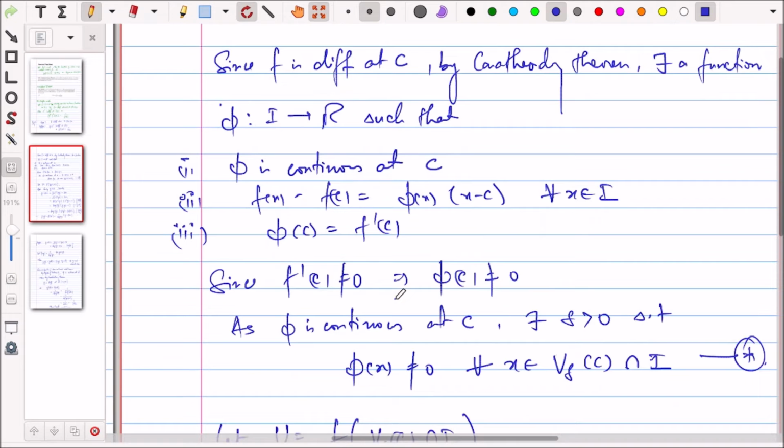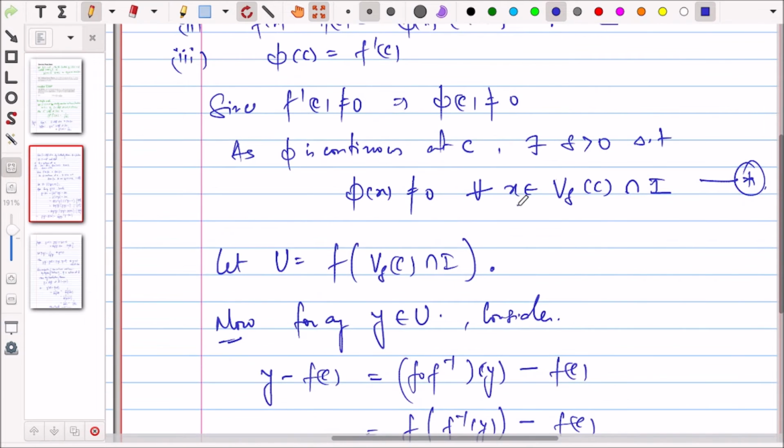Now what we have done is, because phi c is equal to f dash c and f dash c is non-zero, so phi c is non-zero, and phi c being non-zero with continuity, it implies that we are able to find some delta neighborhood of c on which phi is non-zero. Now we take the image of this delta neighborhood of c under f, and we call it u. Now for any y belonging to u, we start with y minus fc.